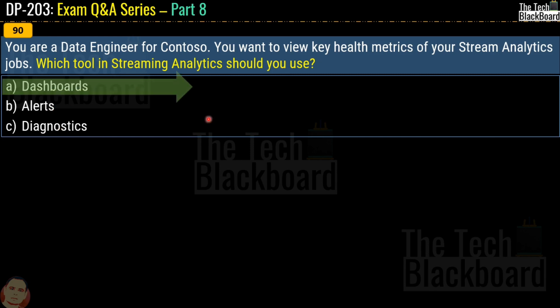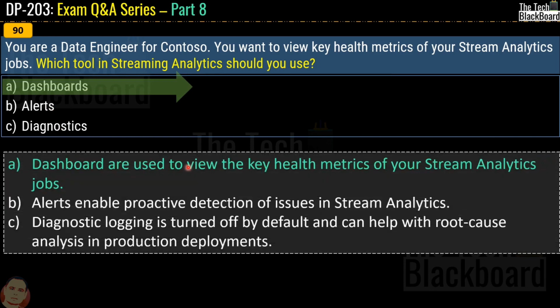Now let's check out the quick explanation. Dashboards are used to view the key health metrics of your Stream Analytics jobs. As we see, this is the correct option. Then we have alerts. Alerts enable proactive detection of issues in Stream Analytics. However, for this question, we need to view the key health metrics and we are not into proactive detection. Then we have diagnostics. Diagnostics logging is turned off by default and can help with root cause analysis in production deployments. So that's the quick explanation for each of the options.